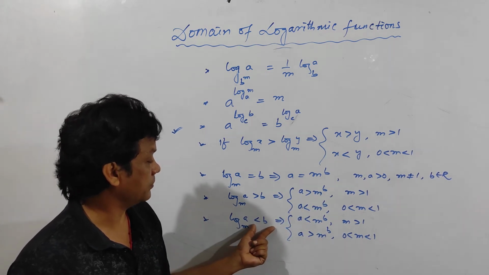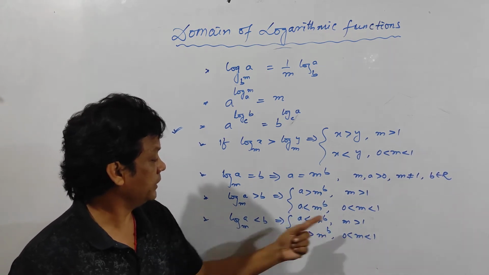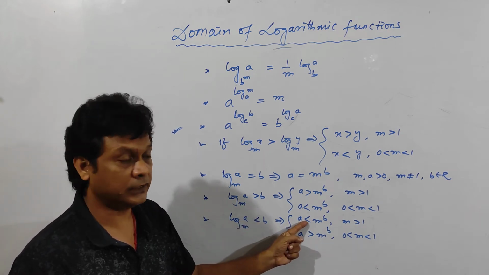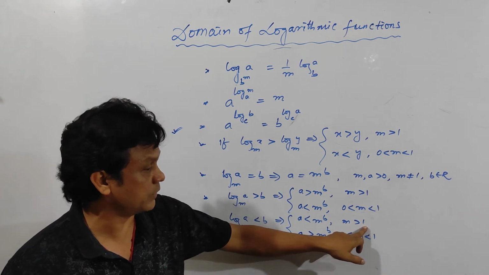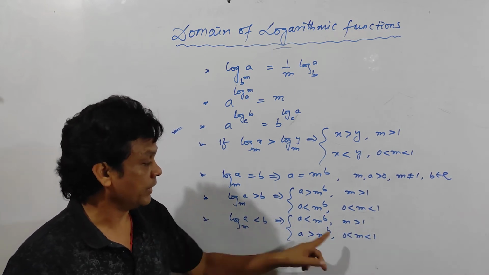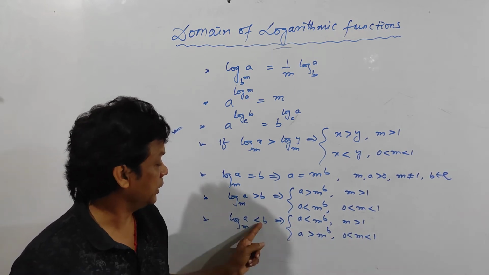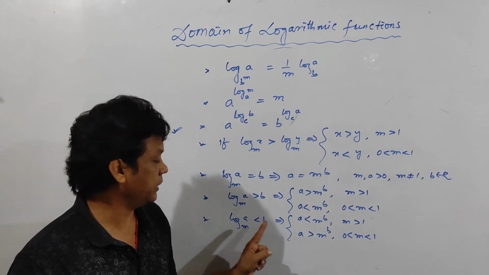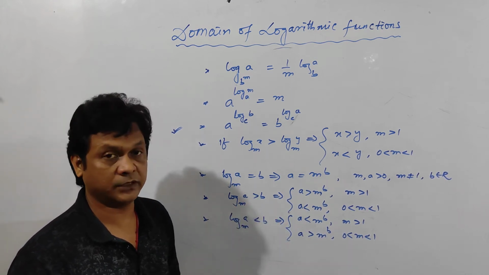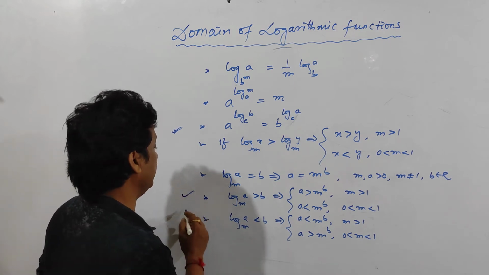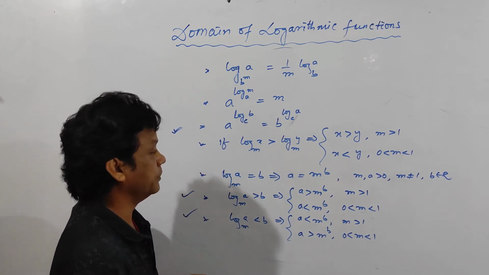Similarly, in this case, if m is greater than 1, then you will write the same sign. And if m lies between 0 and 1, it will be interchanged. Less than will become greater than and greater than will become less than. So these two properties are also very important. So you should remember. Okay.